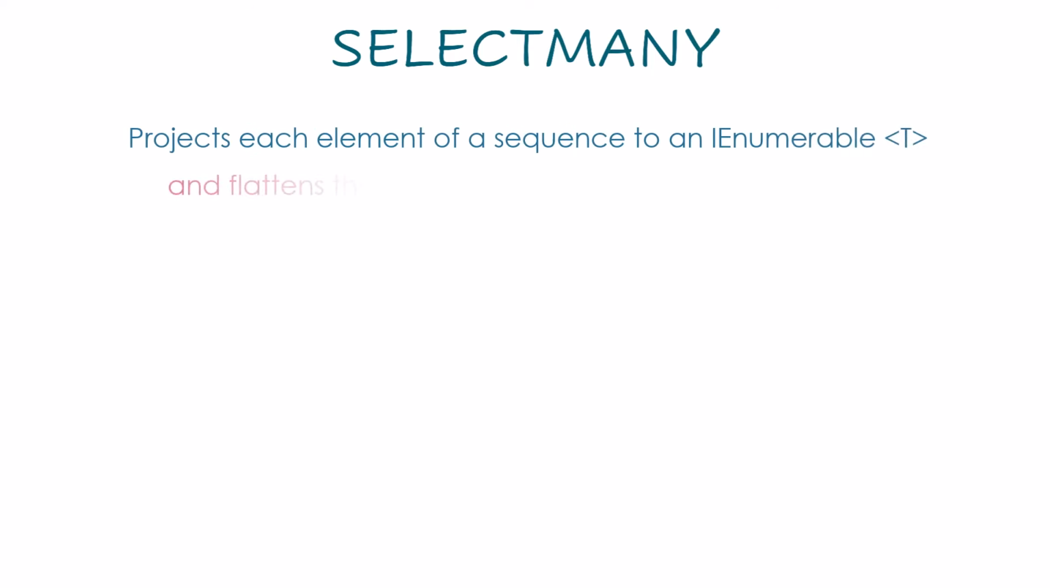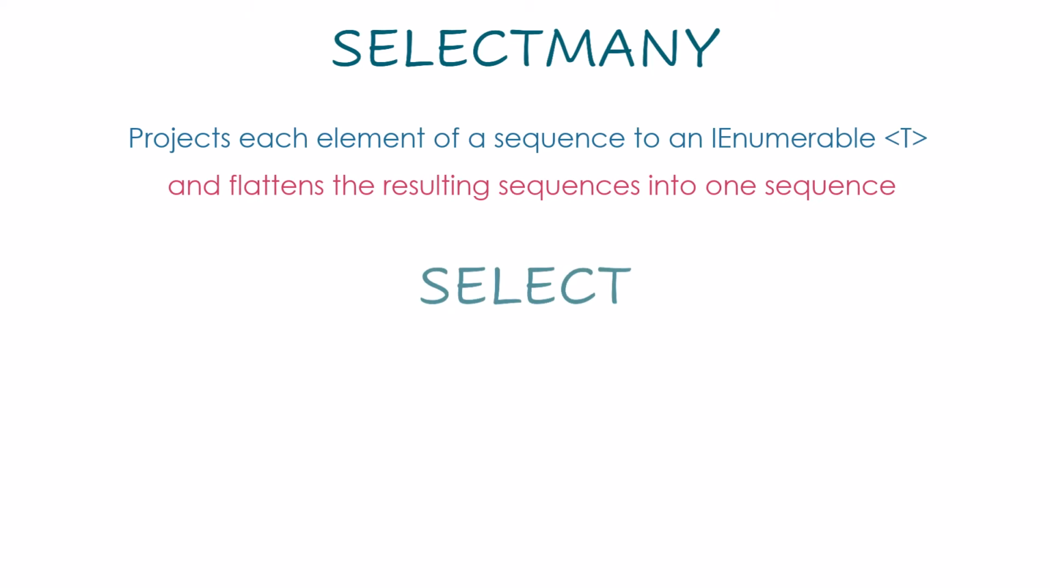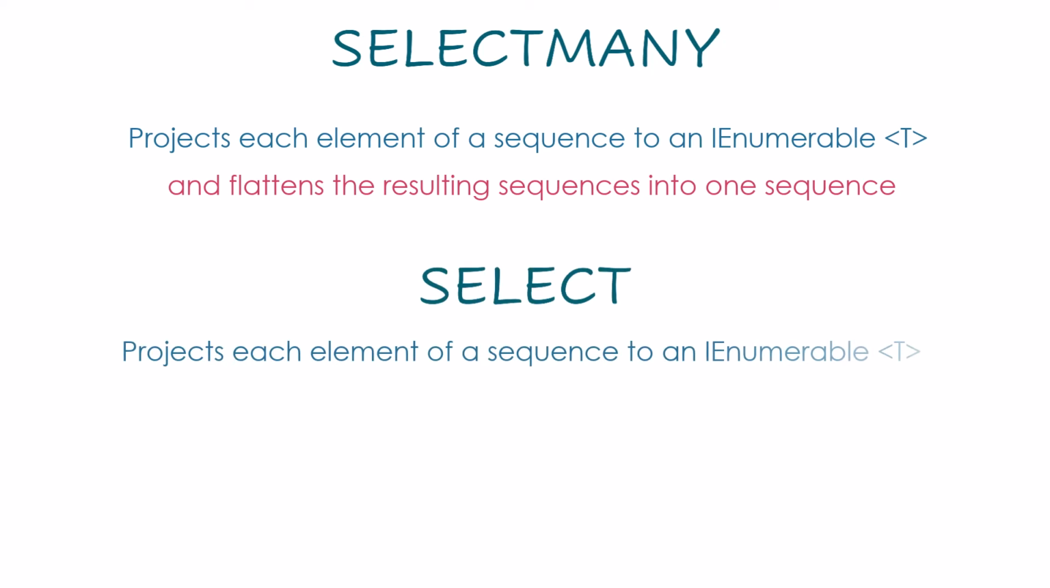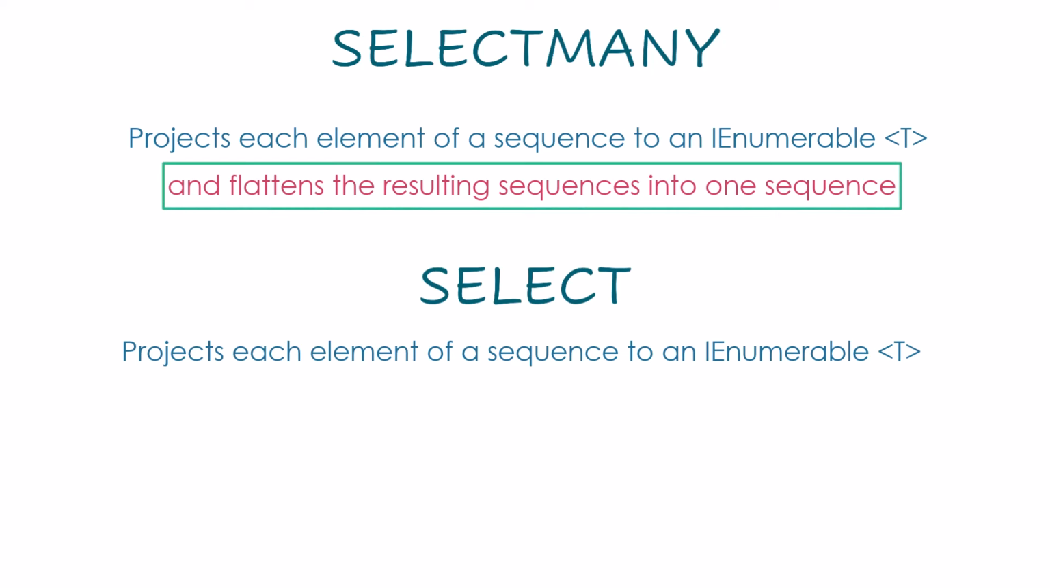Let's first see the definition of the SelectMany operator. SelectMany projects each element of a sequence to an enumerable, and flattens the resulting sequences into one sequence. It means it's the same as the select operator, to project elements from a sequence to an enumerable. The only difference between the both is this part here. What does it exactly mean?